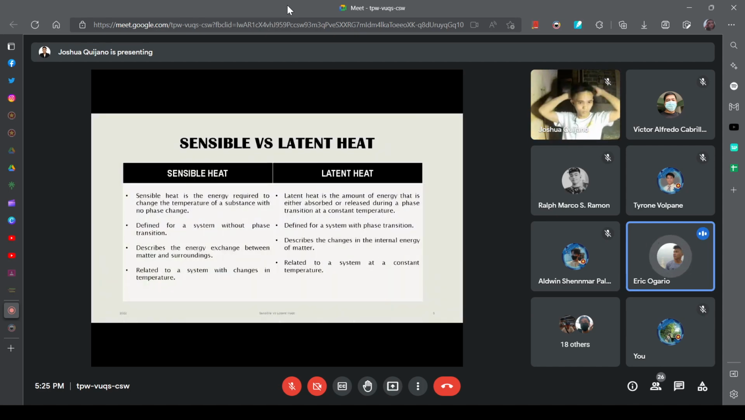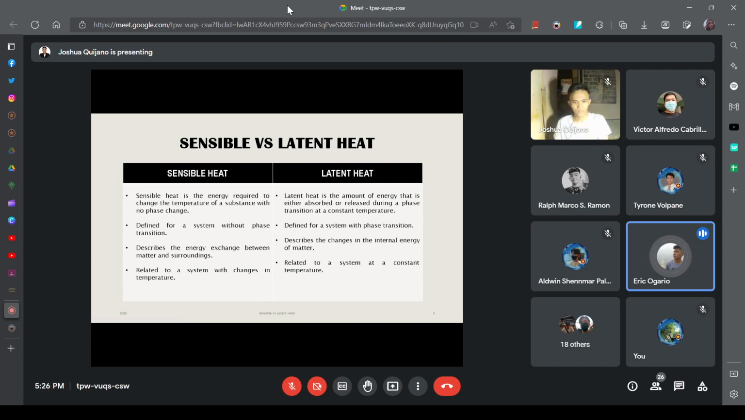Sensible heat versus latent heat. Sensible heat is the energy required to change the temperature of a substance with no phase change. So yun na nga, sa sensible heat, nagbabago lang yung temperature niya pero same pa rin siya ng state of matter. So from the example niya is yung boiling water into frozen water. So nagbago lang siya ng temperature pero same pa din siya as liquid. So, defined for a system without phase transition, describes the energy exchange between matter and surroundings related to a system with changes in temperature.